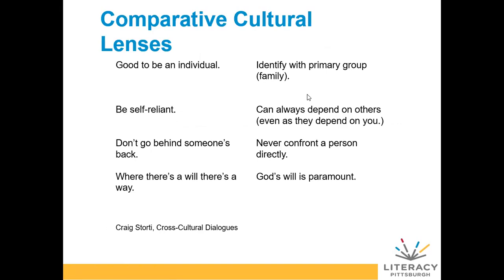Okay. So as one researcher in a work called Cross-Cultural Dialogues put it, you might have one American child who has grown up learning that it's good to be an individual. It's good to be self-reliant. You don't go behind someone's back, okay? And you can set out and accomplish what you want, okay? Where there's a will, there's a way, okay? And you don't beat around the bush. You get straight to the point, okay?